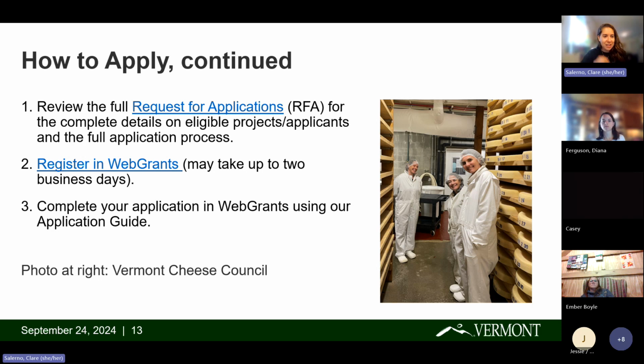All right, so this is more just the step-by-step of how to apply if you're someone that likes to see things in kind of list order. So the first step is to review the full RFA for all of the details on the full application process. If you don't already have a Web Grants account, the next step would be to register, which we do have to manually approve, so it may take up to 2 business days. So we definitely recommend that you do that now and not like the day the application is due.